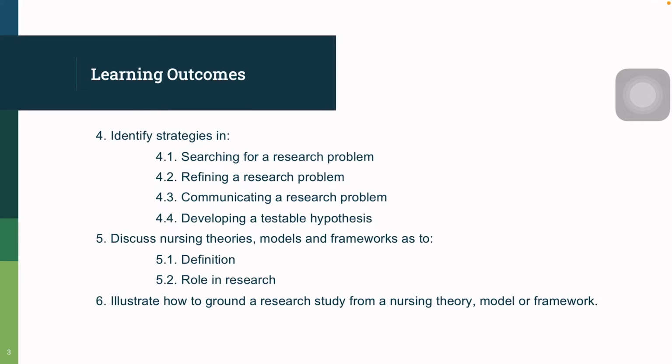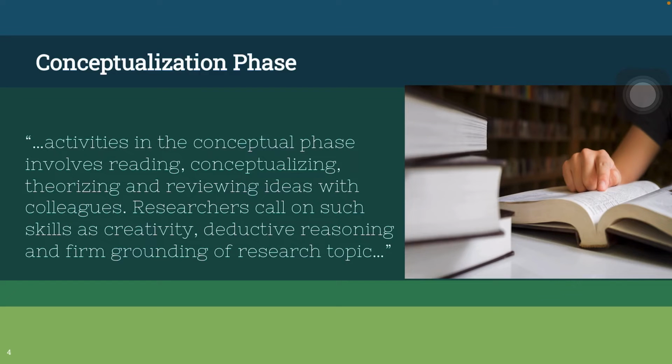The fourth objective is to identify strategies in searching for a research problem, refining a research problem, communicating a research problem, and developing a testable hypothesis. Now, discuss nursing theories, models, and frameworks as to their definition and their role in research. And the last objective is to illustrate how to ground a research study from a nursing theory, model, and framework.